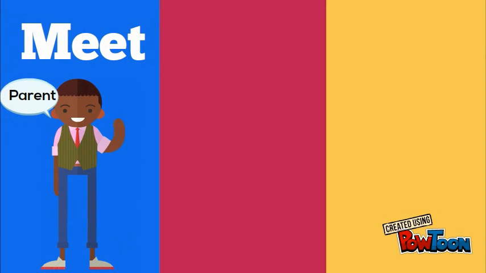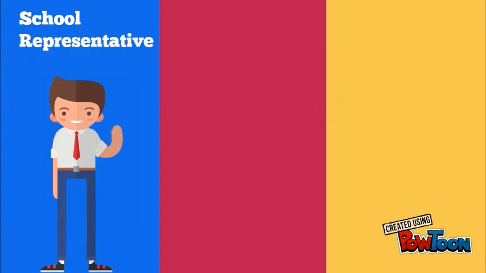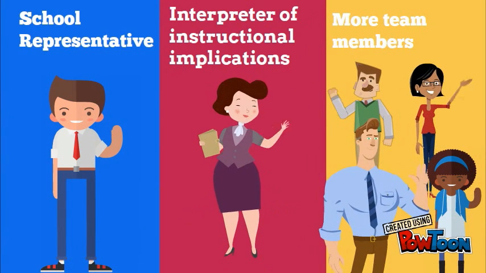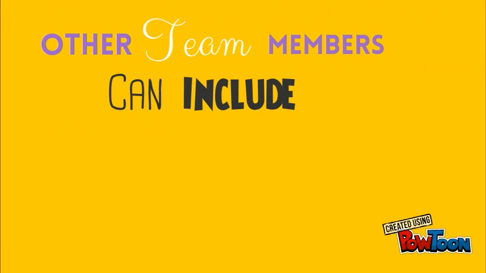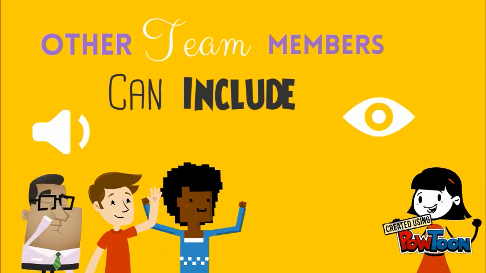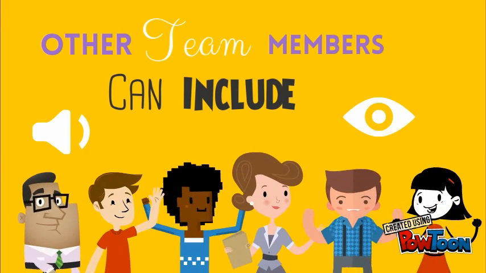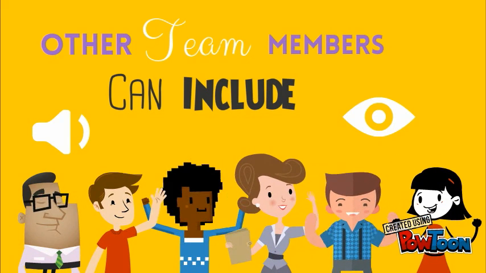Committee members include the parent, regular education teacher, special education teacher, school representative, interpreter of instructional implications, and other representatives such as an LPAC committee member if the student is an English language learner, and also the child if age appropriate. Other committee members can include certified teachers in auditory impairments and visual impairments. These teachers will be present if the child has a suspected or documented impairment in either vision, auditory, or both.